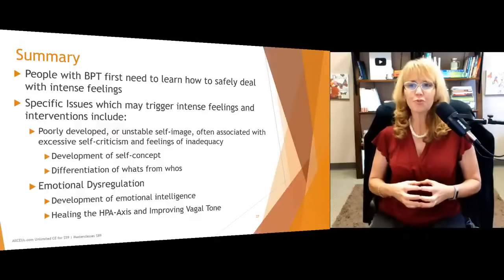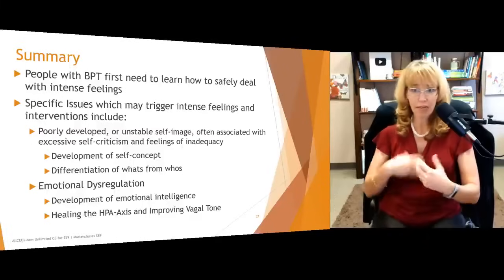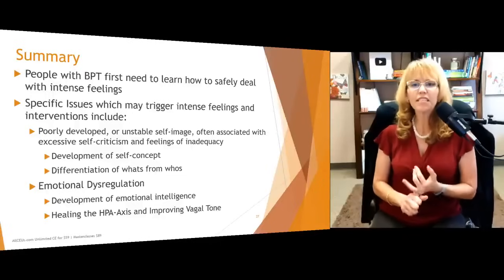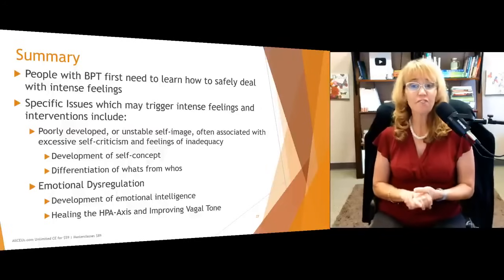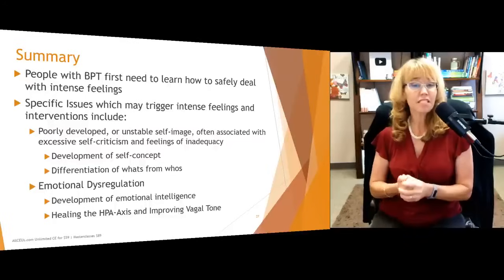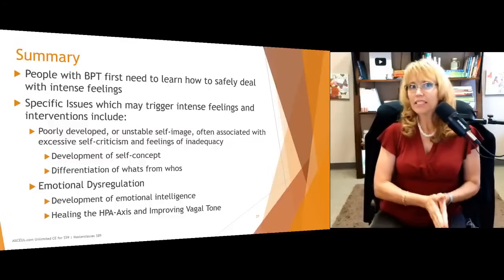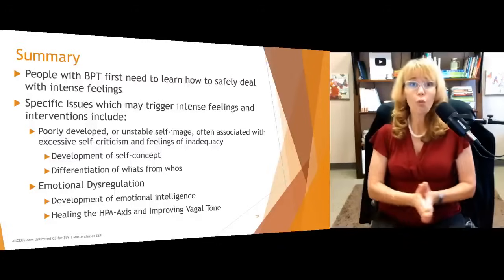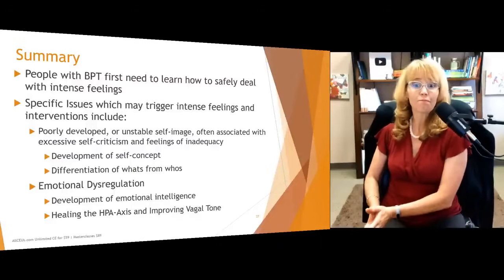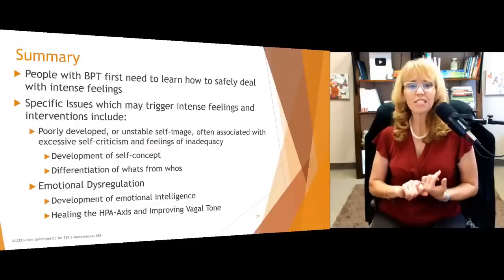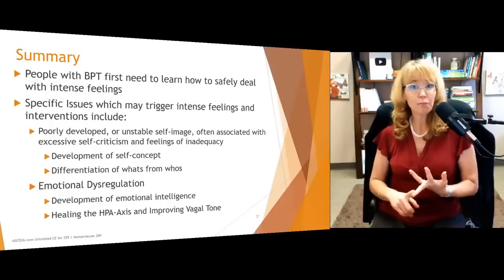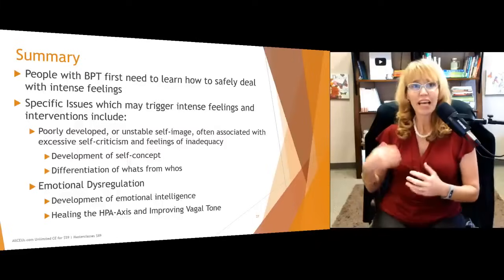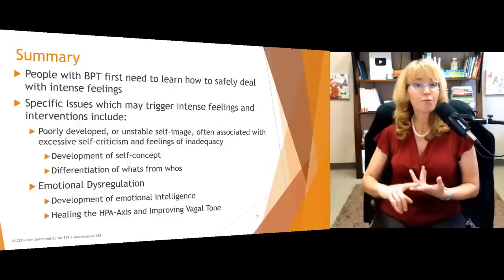Specific issues which may trigger intense feelings and require interventions include poorly developed or unstable self-image, which is often associated with excessive self-criticism and feelings of inadequacy. So we want to help people develop self-concept and separate the what's from the who's. What I do is not who I am. We want to help them with emotional dysregulation through the development of emotional intelligence, healing the HPA axis, releasing trauma, and helping the brain recover, and improving vagal tone.